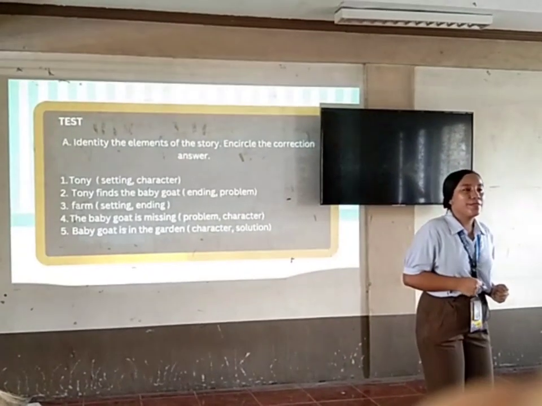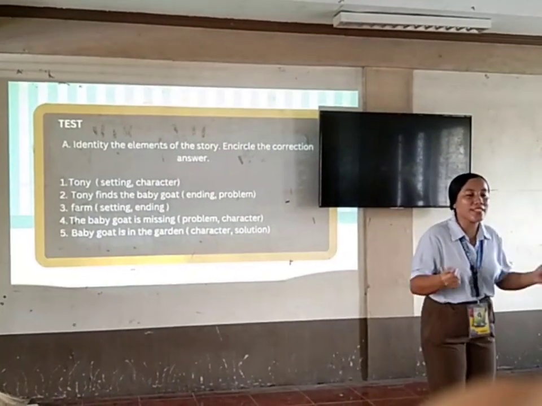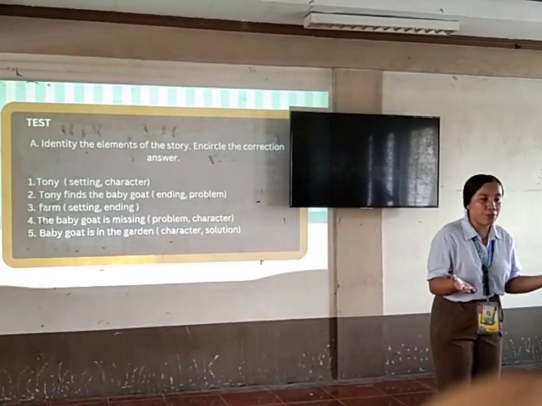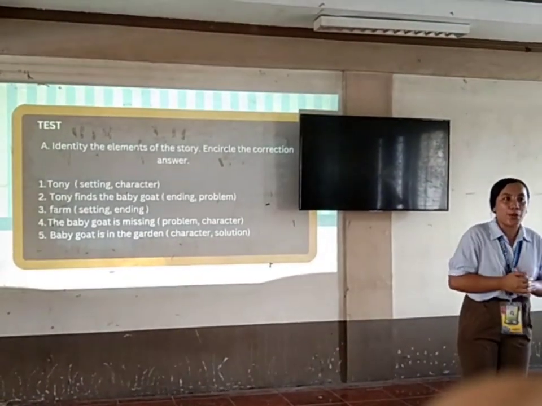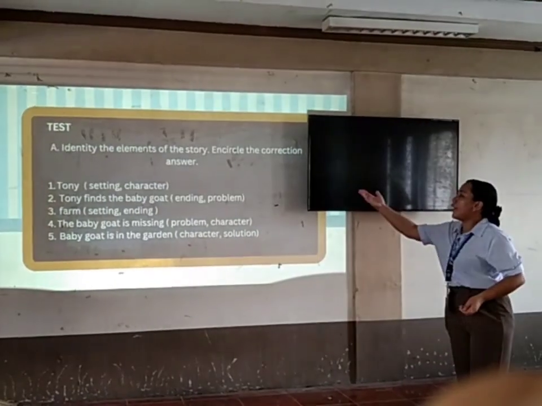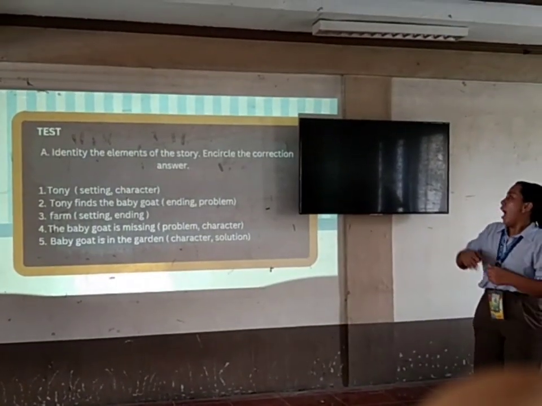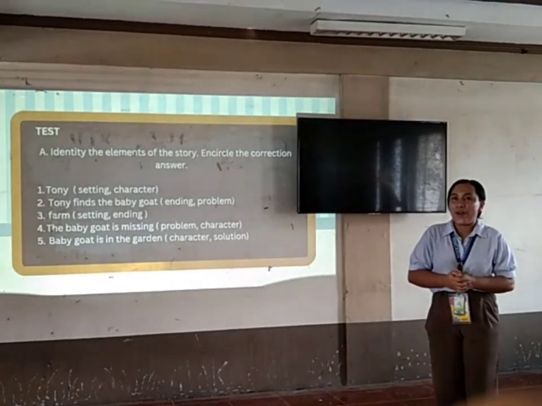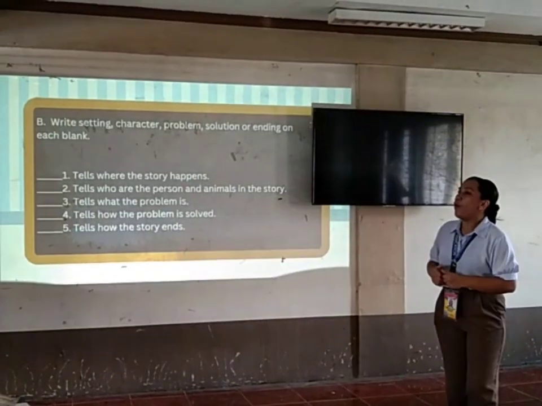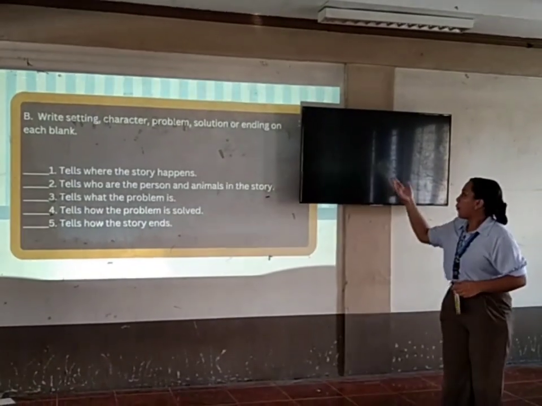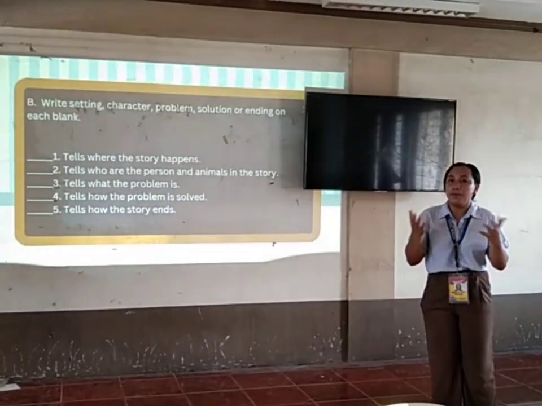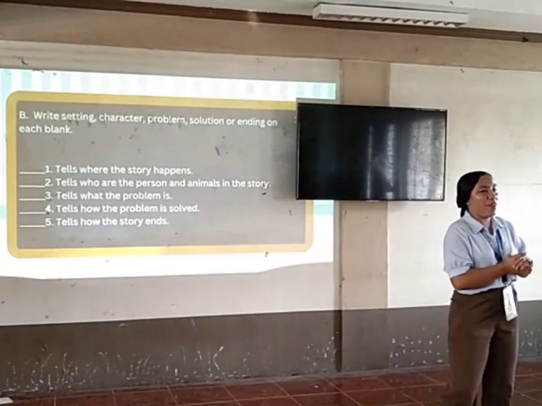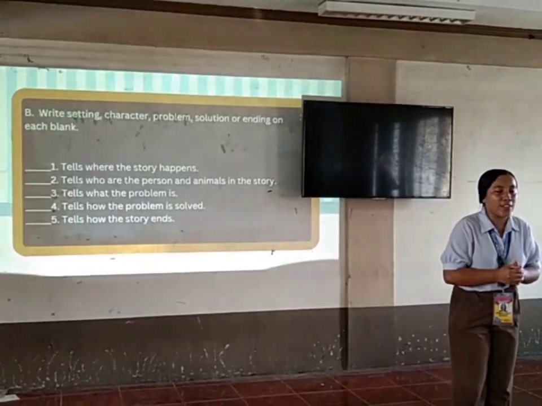So now, class, to test your understanding of our lesson for today, let's have a test. Okay, so I want you to get a 1/2 sheet of paper and then answer directly. For your test A, I want you to identify the elements of the story and then encircle the correct answer. For your test B, class, I want you to write setting, character, problem, solution, or ending on each blank. Do you have any question with your test, class? None? Okay, very good. I'll give you only 5 minutes to answer that.